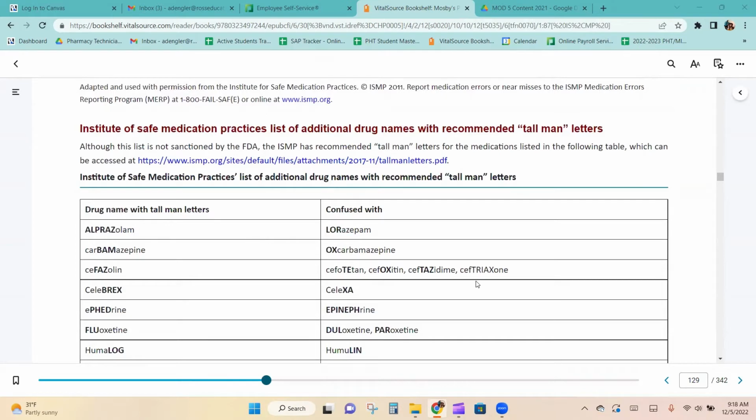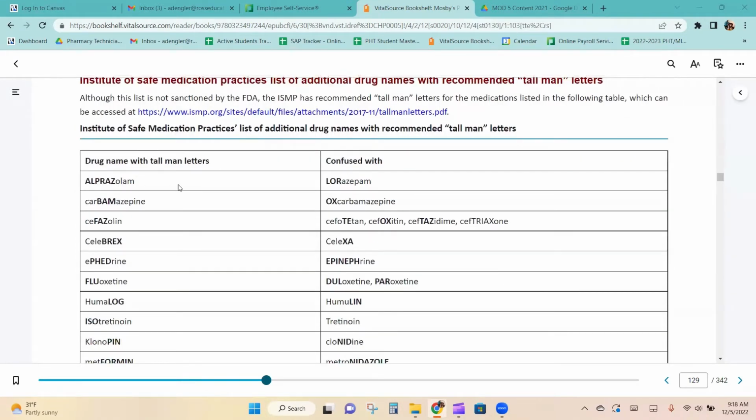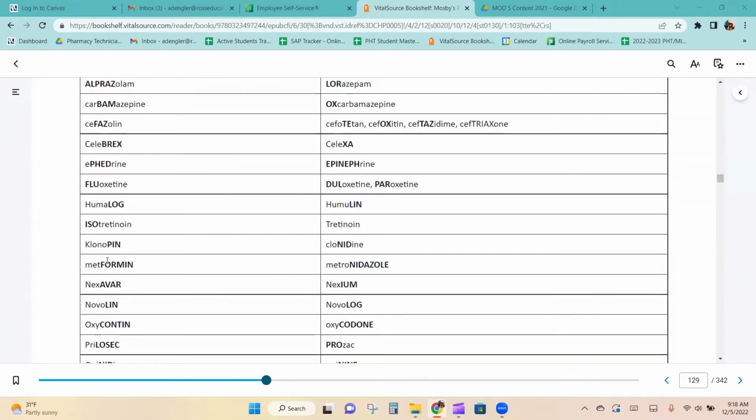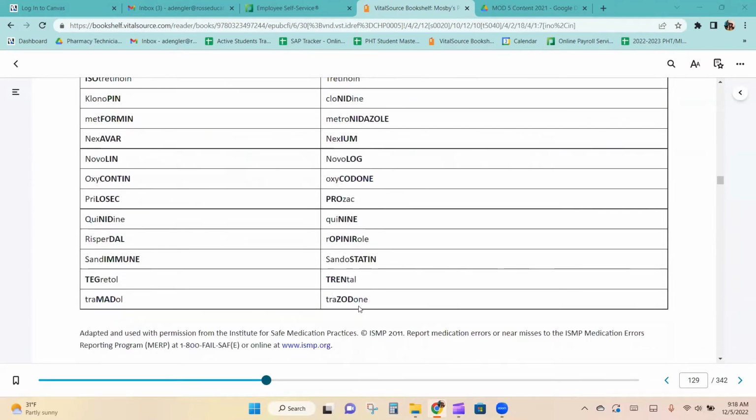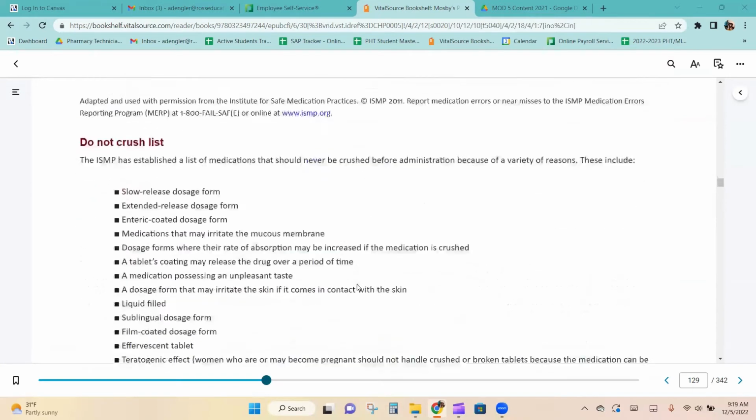And here are some additional drug names with recommended tall man letters. Alprazolam, sometimes confused with lorazepam. Metformin is sometimes confused for metronidazole. Tramadol is sometimes confused for trazodone.